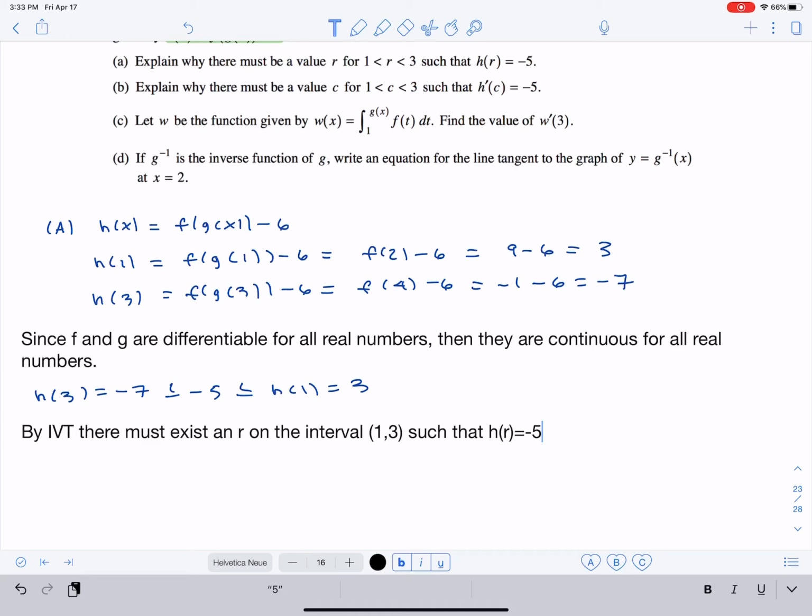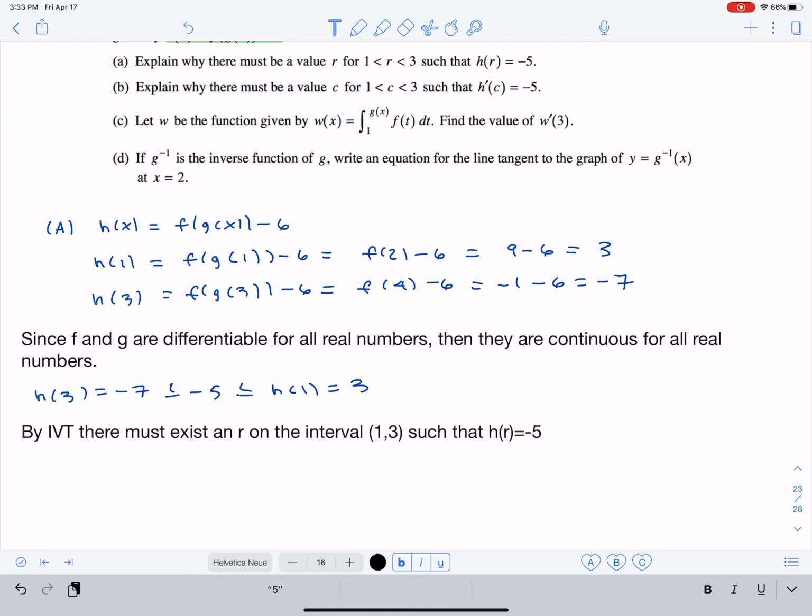Because they're saying, explain why there must be. That's right. They're basically saying, how do you know this exists? Okay, so then how do we approach this? Well, we have to say what theorem we are using. Once you've decided on your theorem, you have to say, what are the conditions for my theorem?